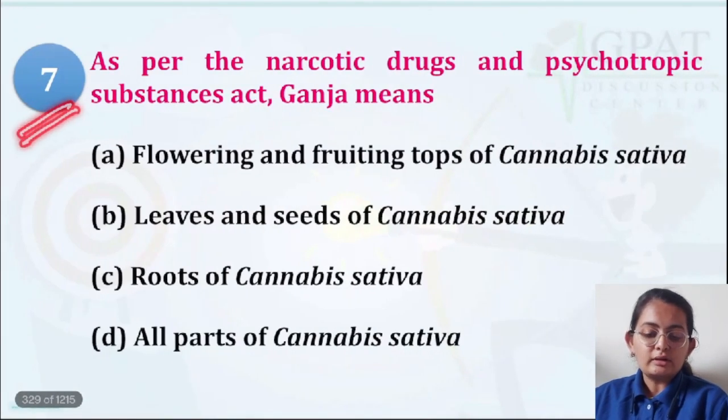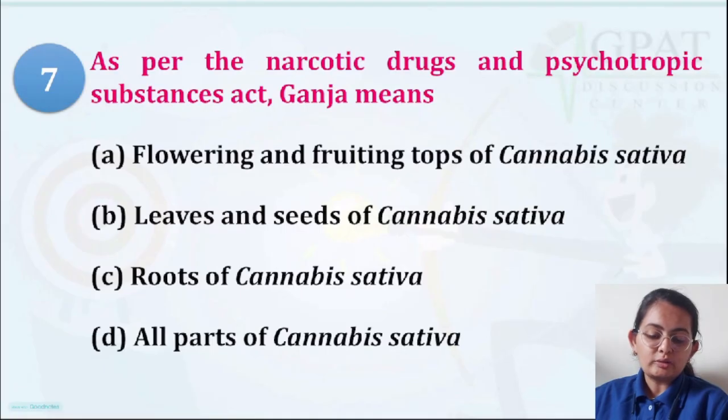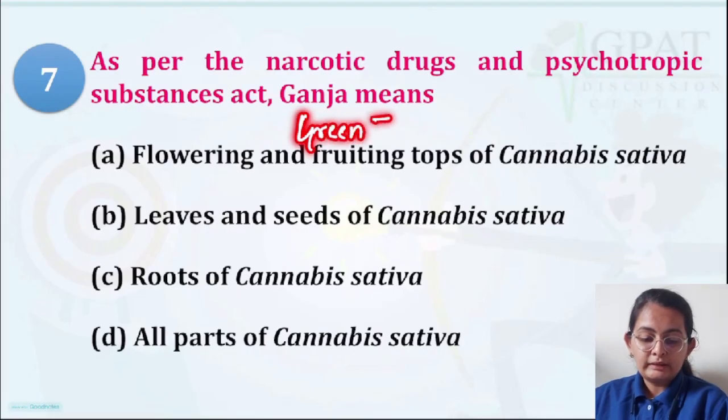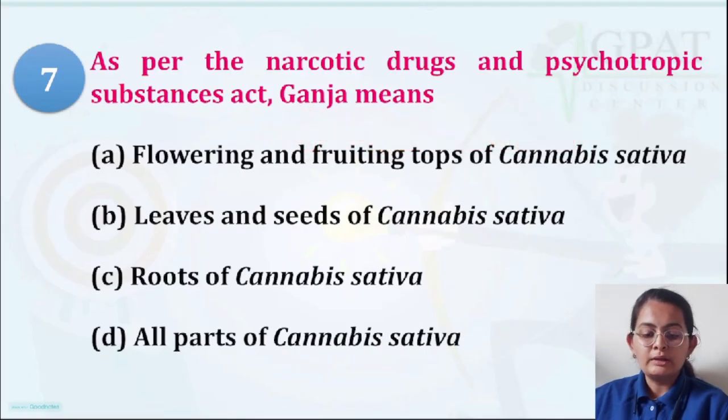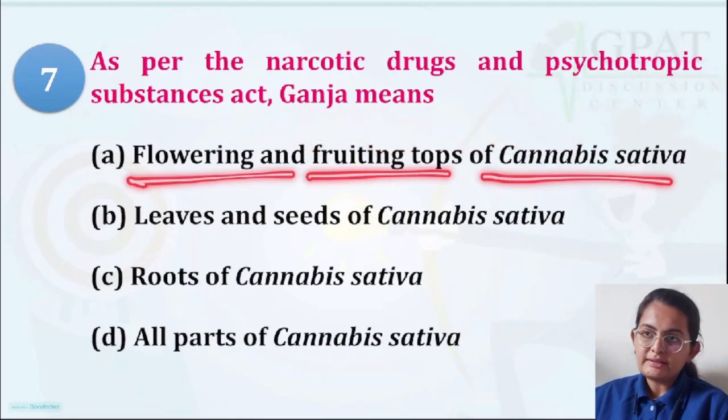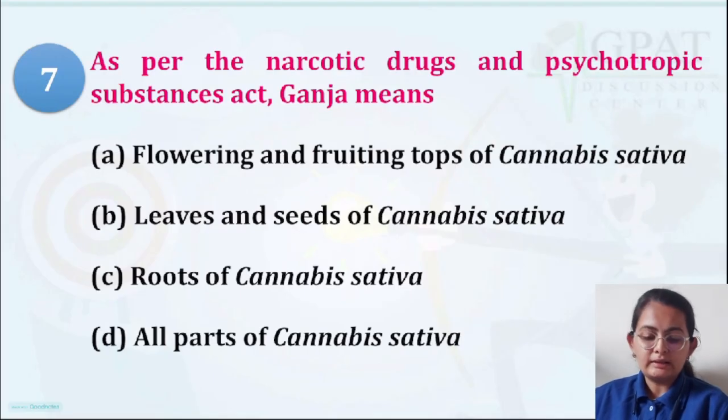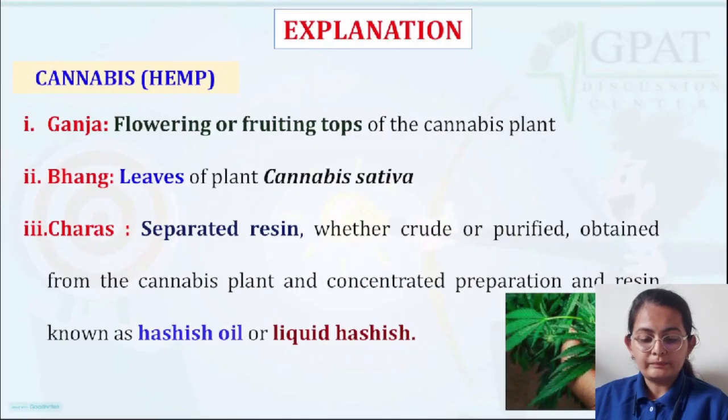Question number 7 is asking: as per the Narcotic Drugs and Psychotropic Substances Act, what does ganja mean? I told you the mnemonic is green top, green color top. The green top has flowers and fruit on it. You can remember there is a top which has flowers and fruit on the top. So it is the flowering and fruiting top of cannabis sativa. Yes, this becomes the correct answer. So option A will be our correct answer.